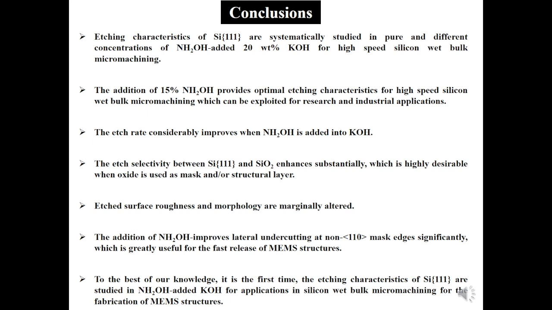The etch selectivity between silicon 111 and SiO2 improves significantly, which is highly useful when oxide is used as a mask layer or a structure layer to fabricate freestanding structures. Edge surface roughness and morphology are not affected significantly. The addition of NH2OH improves lateral undercutting at non-111 mask edges significantly, which is greatly useful for the fabrication of MEMS structures in less etching time.